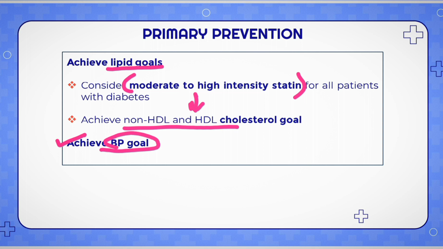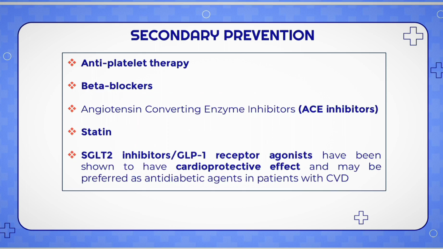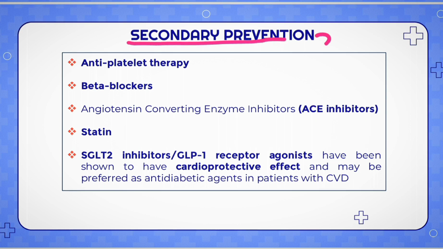The secondary prevention methods in any patient with diabetes, in which the patient has already developed coronary artery disease, can include the use of antiplatelet therapy, beta blockers, angiotensin converting enzyme inhibitors, and statins. Apart from that, we can also use SGLT2 inhibitors and GLP-1 receptor agonists as secondary prevention methods, which show some cardioprotective effect in such patients, and that's why these are the anti-diabetic agents of choice in any patient with cardiovascular diseases.